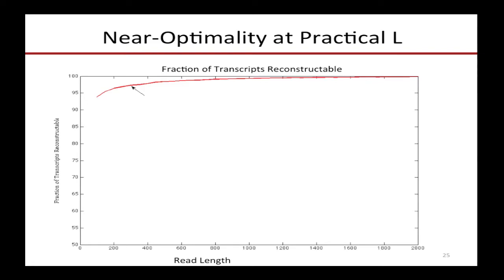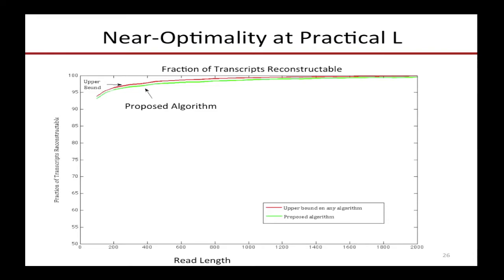So here is the information theoretic bound. It's an upper bound which says that no algorithm can reconstruct more than this fraction of transcripts as a function of read length. For example, when read length is 100, no algorithm can reconstruct more than 94% of the transcripts correctly. That doesn't sound very bad. So what does our algorithm do? At read length 100 again, our algorithm can reconstruct nearly 94% of the transcripts correctly, very close to the upper bound.